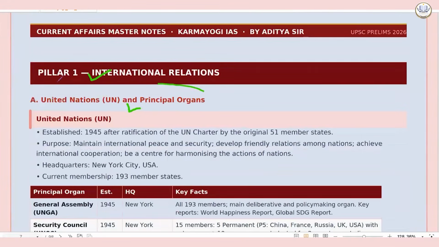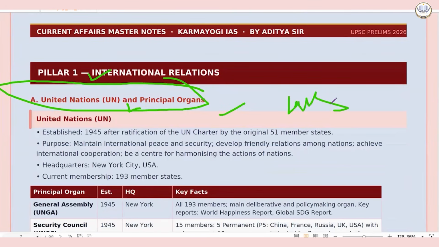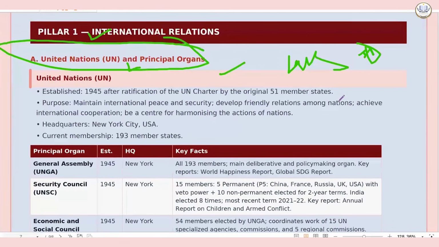So we will start with the United Nations and principal organs. This is something which is most important out of all the organizations. Now let's see the quick facts. UN was established in 1945 on the wake of the World War II with the UN Charter, and originally there were 51 member states. Purpose was to maintain international peace and security and develop friendly relations among nations.